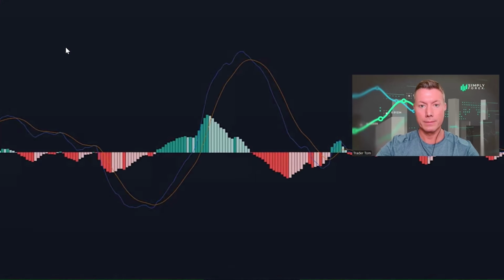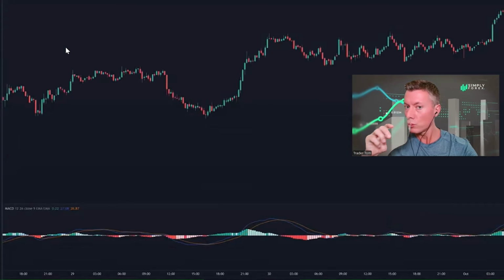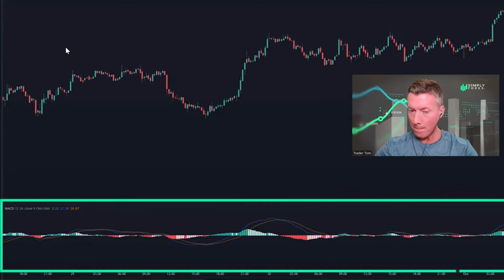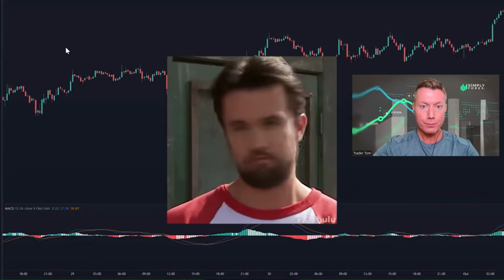So as you can see, just by watching, this indicator is extremely easy to use. But the problem most traders encounter is that they only use this indicator by itself. Let me tell you why this doesn't work.